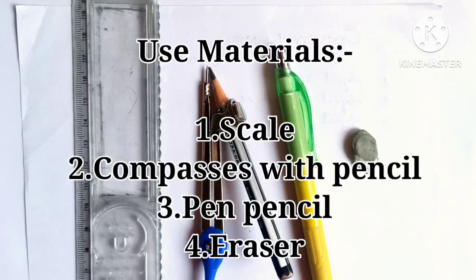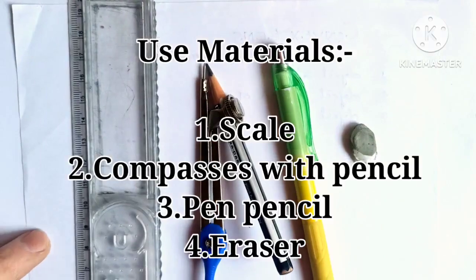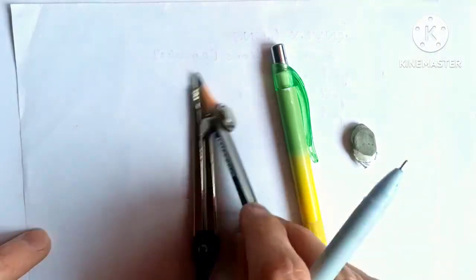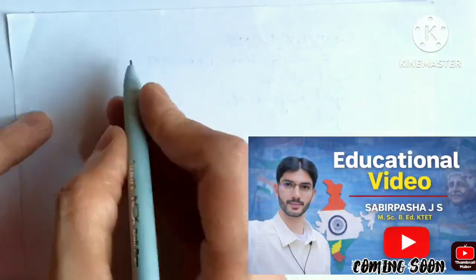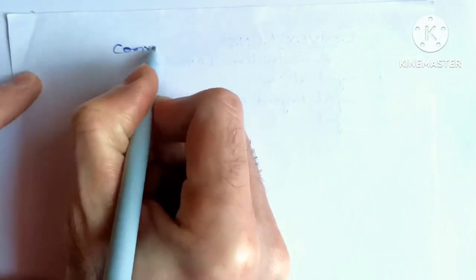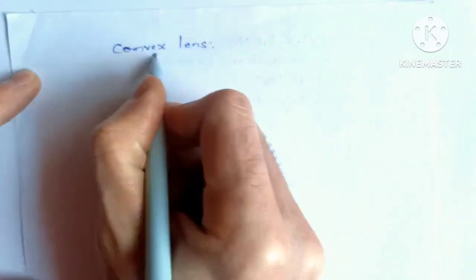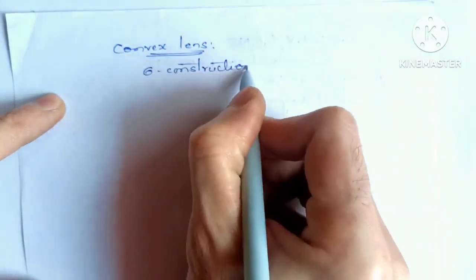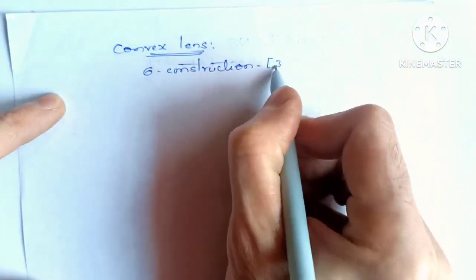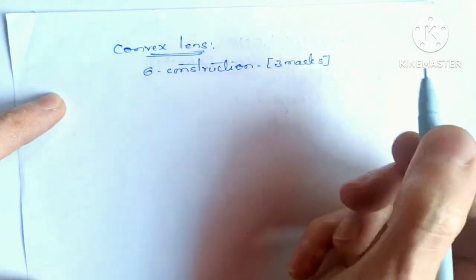Dear students, keep these things ready with you to do image formation by convex lens. First, let's see the different ways of image formation by convex lens. In this, a total of 6 constructions are there, and one will be asked in the exam and that will carry 3 marks. Easily you can get 3 marks.